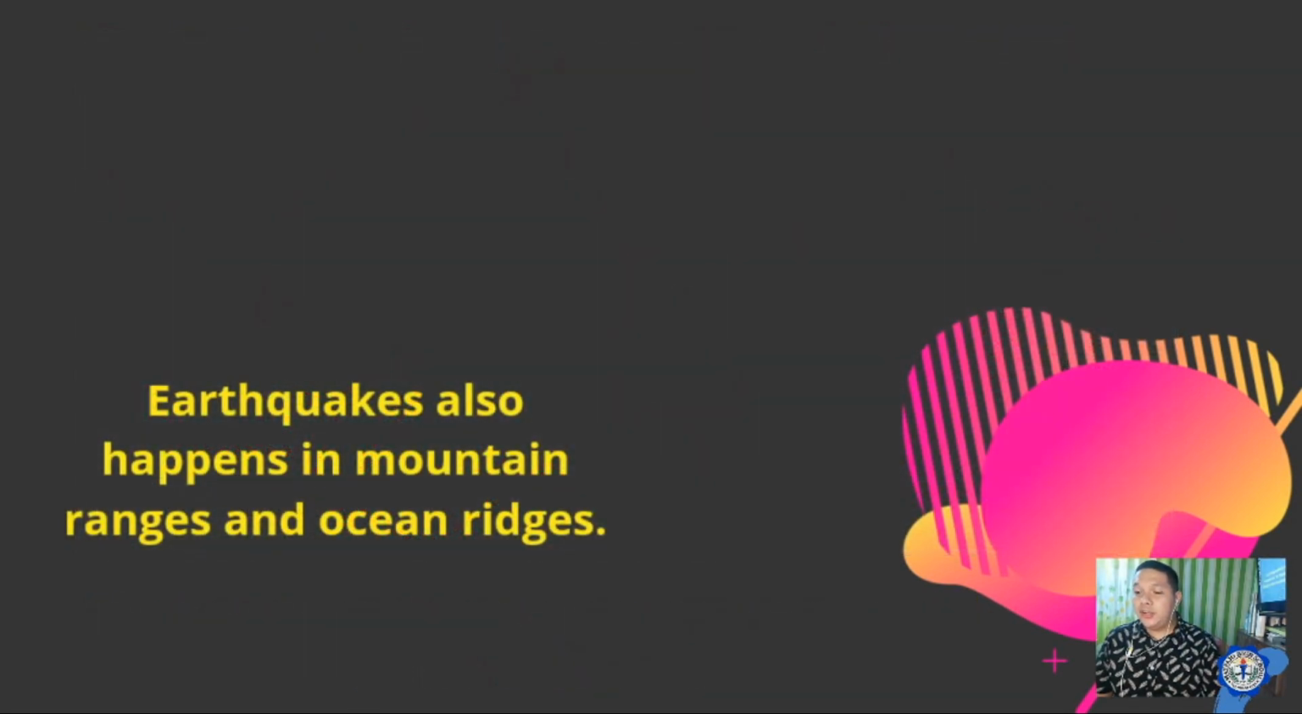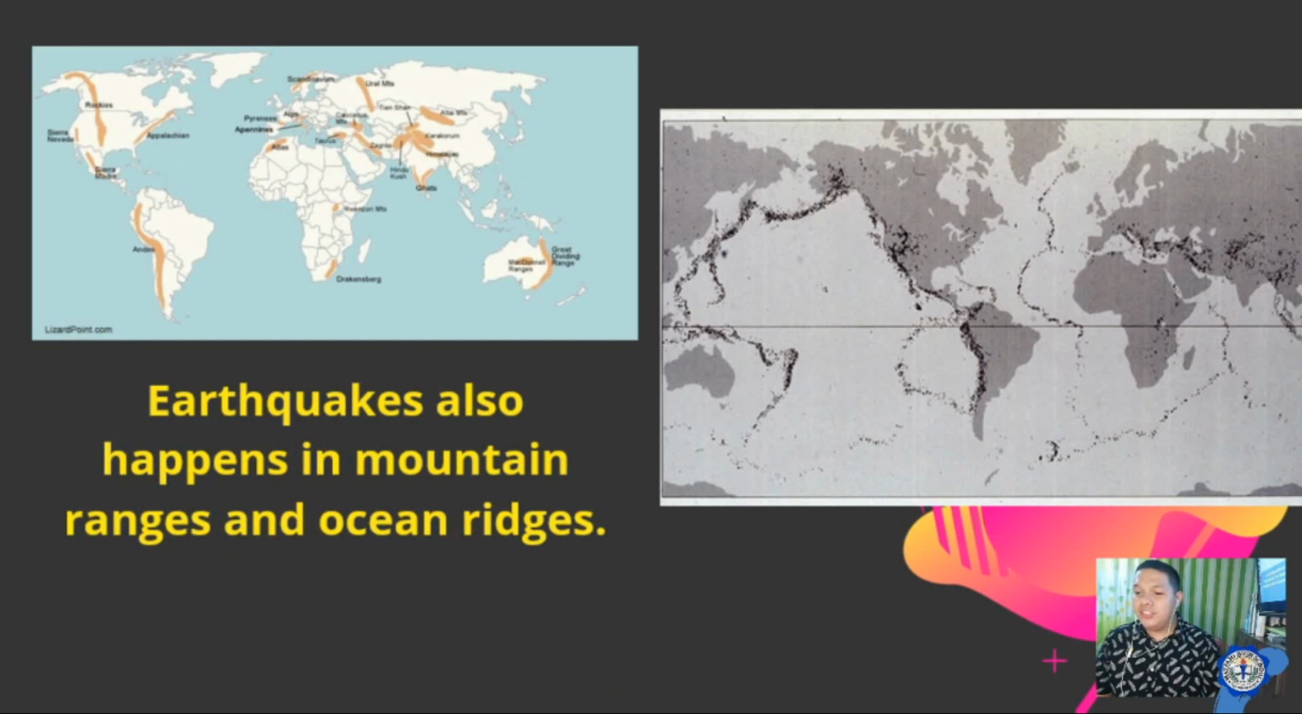You can see that earthquakes also happen in mountain ranges and ocean ridges. The illustration at the right shows the earthquake epicenters. You can see the picture on the left as the map of the mountain ranges. You can see some earthquake epicenters found in the oceans, and those areas in the oceans are ocean ridges. For you to know more about mountain ranges and ocean ridges, I have here 2 pictures.